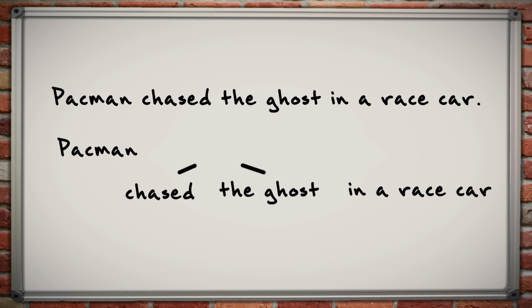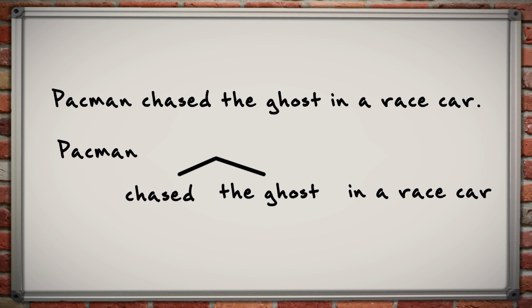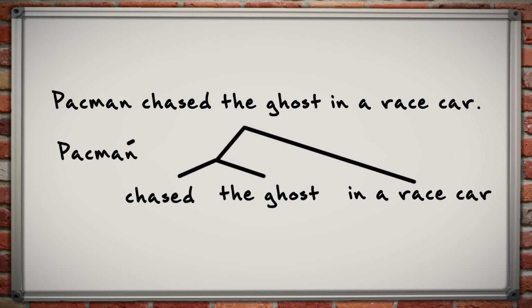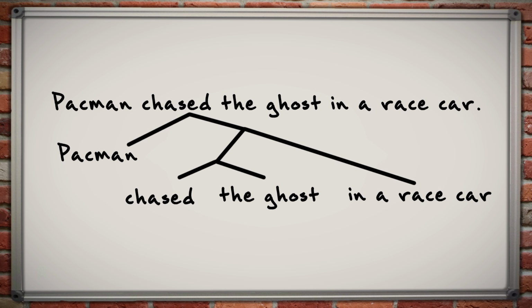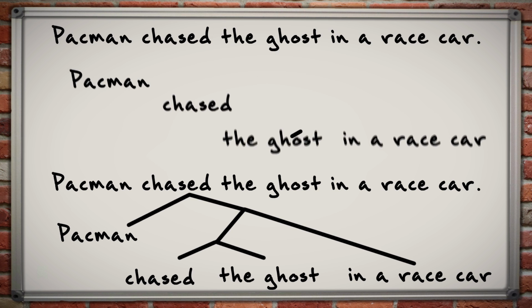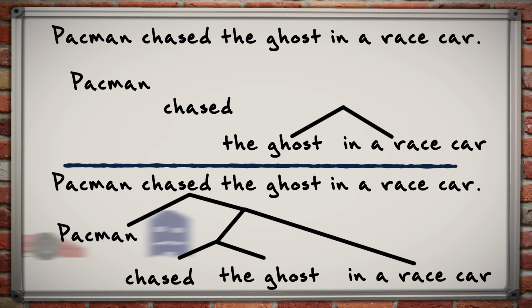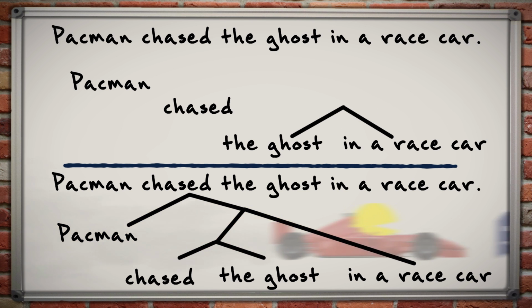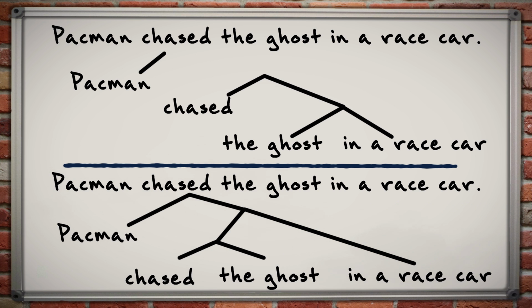You can combine chased with a ghost first, and then you add in a race car. This gives you chase the ghost in a race car. Or you combine the ghost with in a race car to give you the ghost in a race car. And then you add the verb chased later. So the tree structure allows you to show that certain strings of words act as units. They are constituents or phrases.